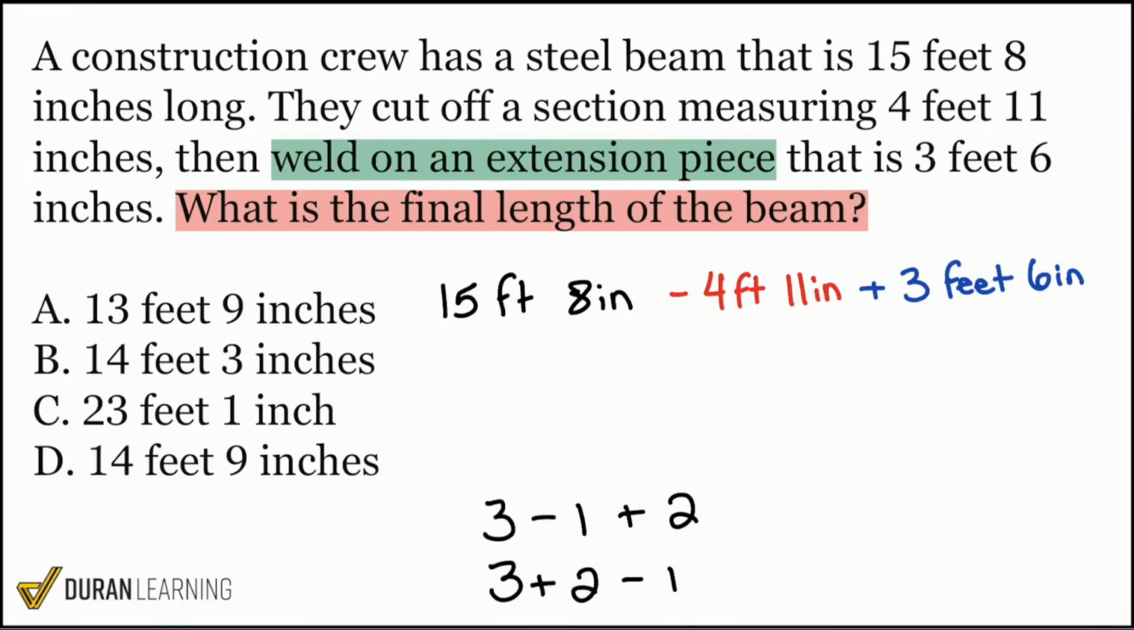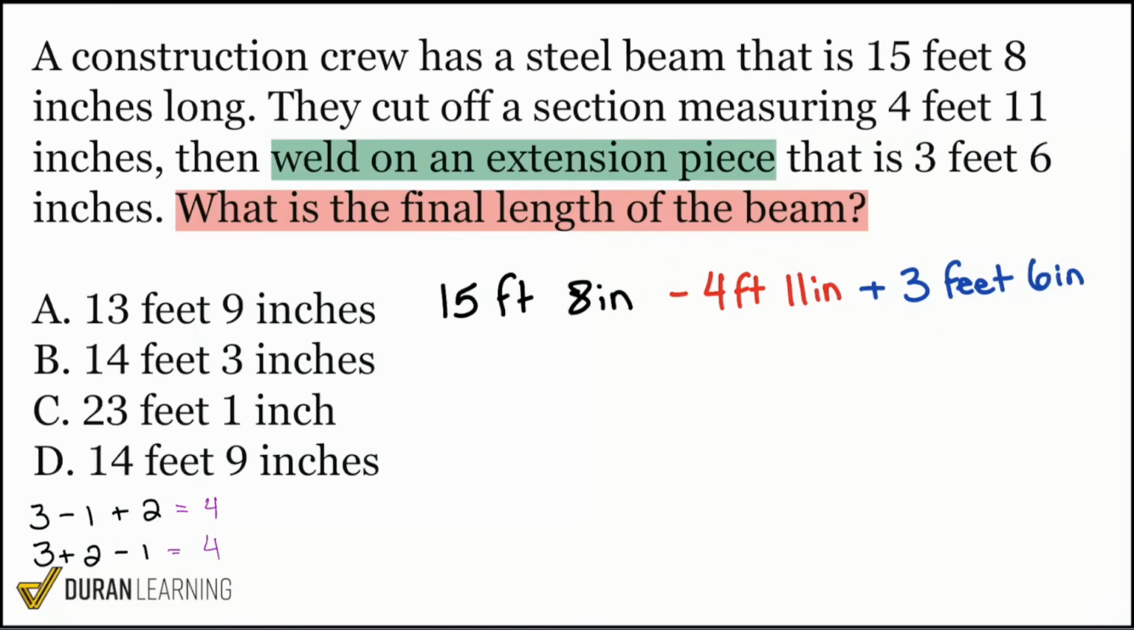Help me out, everybody. 3 minus 1, that's 2. And then plus 2 gives us what? 4. Great. Same thing over here. 3 plus 2 is 5. 5 minus 1, that'll give us 4. It's the same thing. So I can use this little idea over here. Let me make that smaller, throw it away. I can use that little idea to grab the 3 feet 6 inches, and I can just add it first.